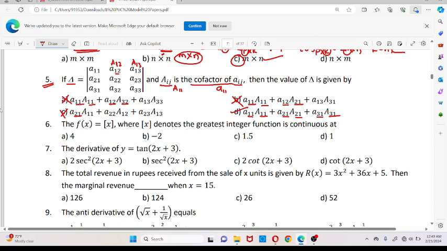So option D will be the right answer. Okay, so let me go to the sixth one.